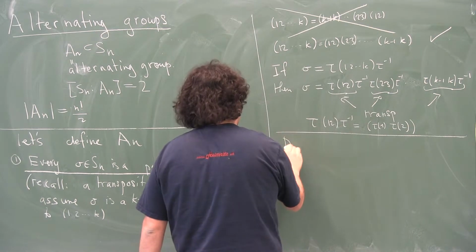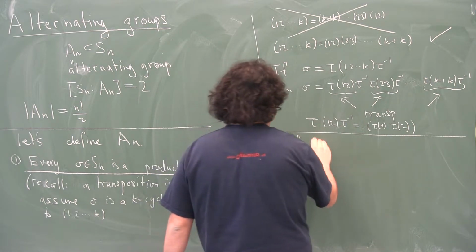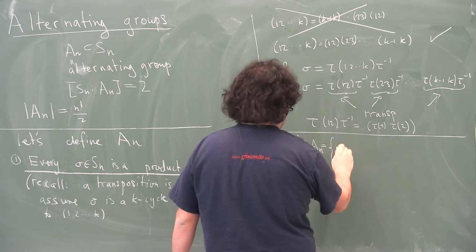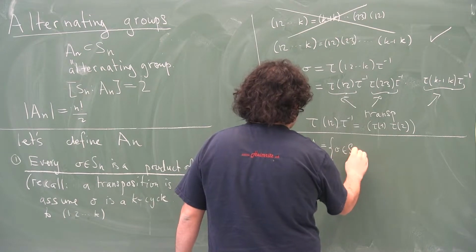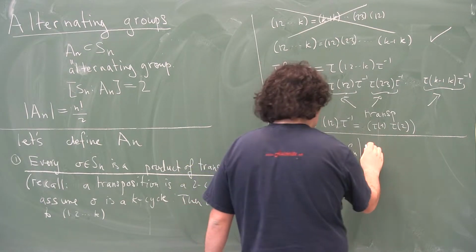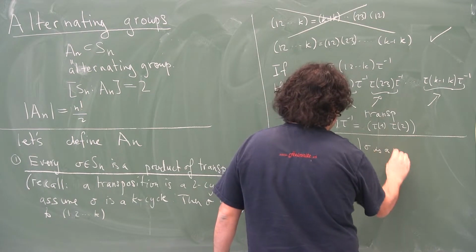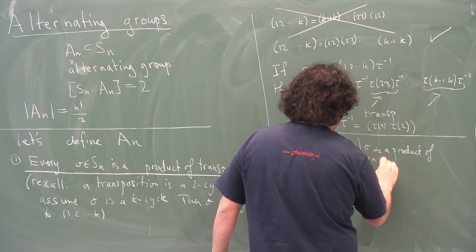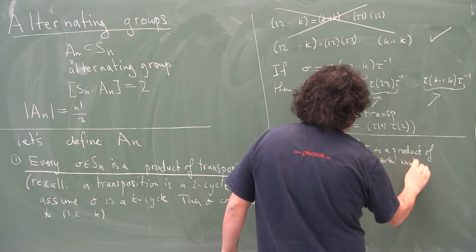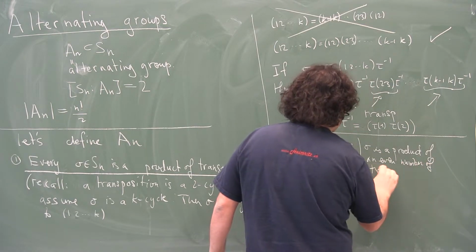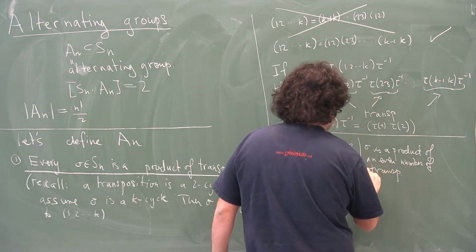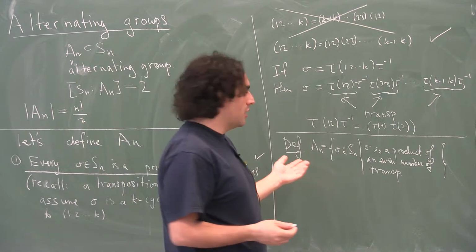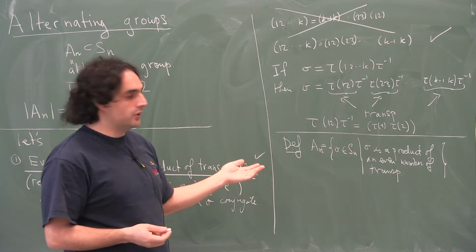Now, we can try to make the following definition. A_n is the set of sigma in S_n such that sigma is a product of an even number of transpositions. Okay, so I said we can try to make this definition, but what is the problem with this definition?